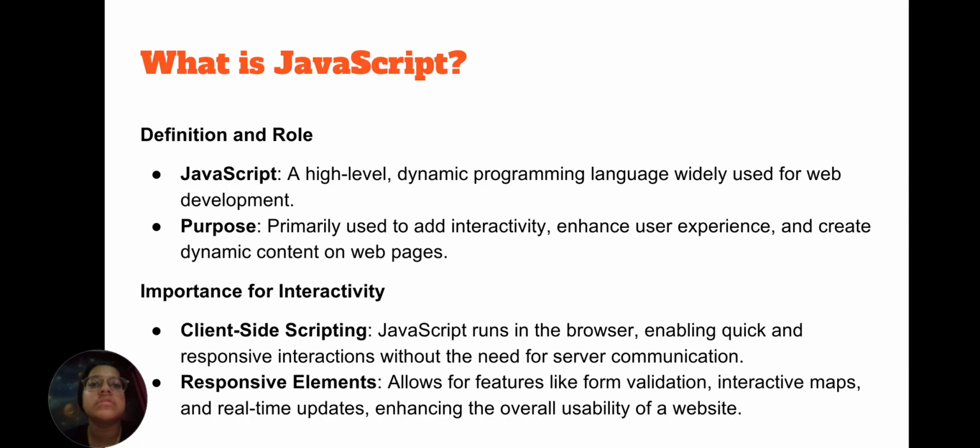What is JavaScript? Definition and role. JavaScript is a high-level, dynamic programming language widely used for web development. Purpose: it is primarily used to add interactivity, enhance user experience, and create dynamic content on web pages.